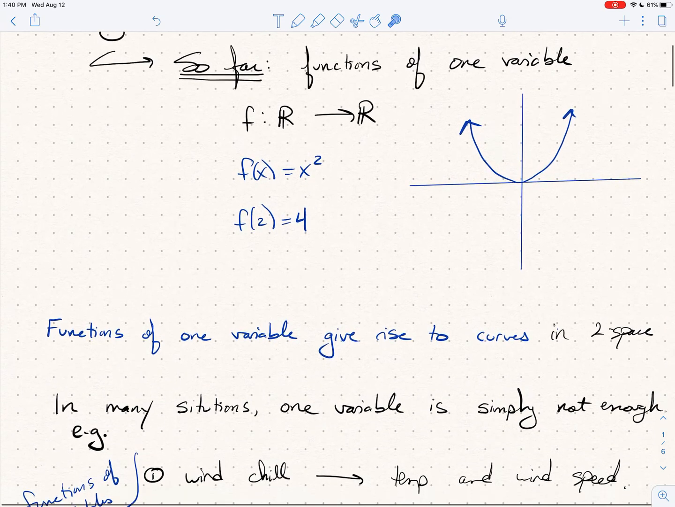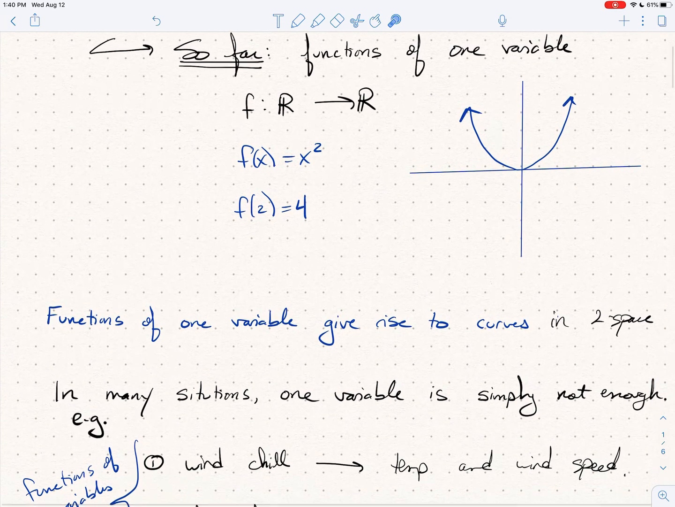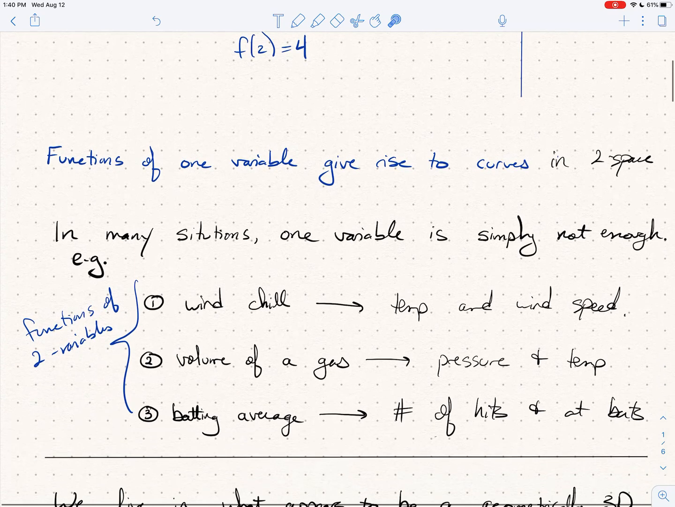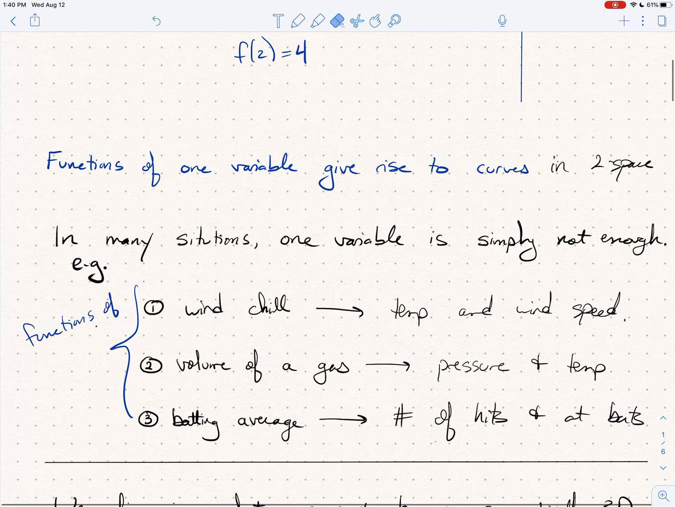All right, so in many situations, one variable just isn't enough. So maybe you want to talk about wind chill. Well, then you need to have temperature and wind speed. There's two variables involved if you want to compute wind chill. Volume of a gas, you need pressure and temperature of the gas. If you want to compute a batting average, you need the number of hits and the number of at-bats. And so all of these would actually be functions of two variables.